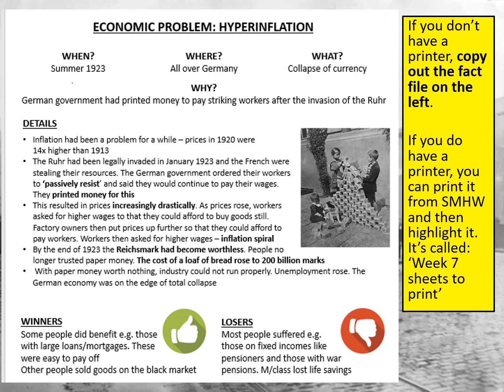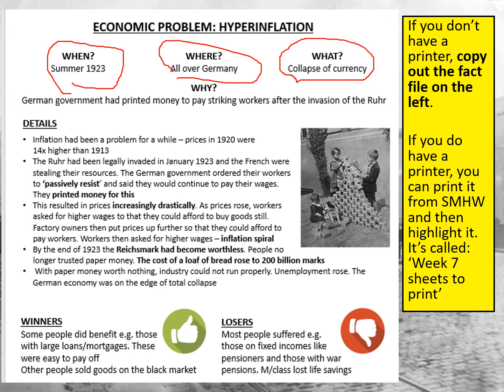So this is something that happened really in the summer of 1923, and it goes on into about November 1923 as well. And this is a problem that doesn't just affect the capital city, it affects everywhere in Germany because it's the collapse of the German currency that's happening.